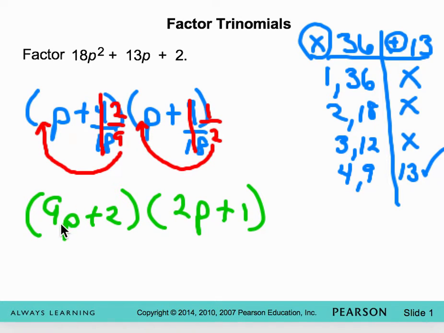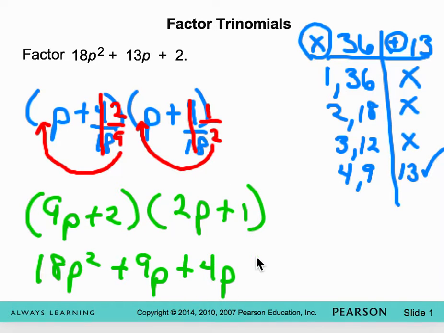Let's see if that worked. Okay, 9p times 2p is 18p squared. 9p times 1, 2 times 2p, 2 times 1. And if I add these together, that's 13p. So here's my 18p squared plus 13p plus 2. Perfect. Notice this is really what we do when the leading coefficient is 1. It's just, hey, if I divide by 1, of course that's always going to simplify to that whole number. Okay. All right, let's try it again.